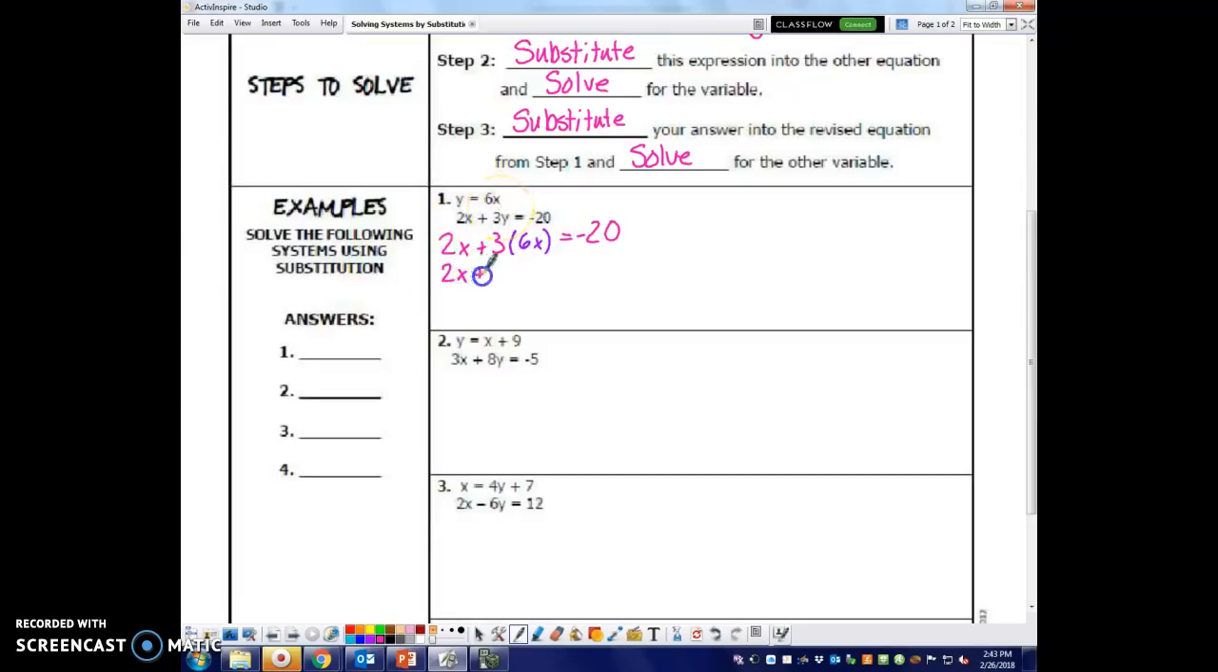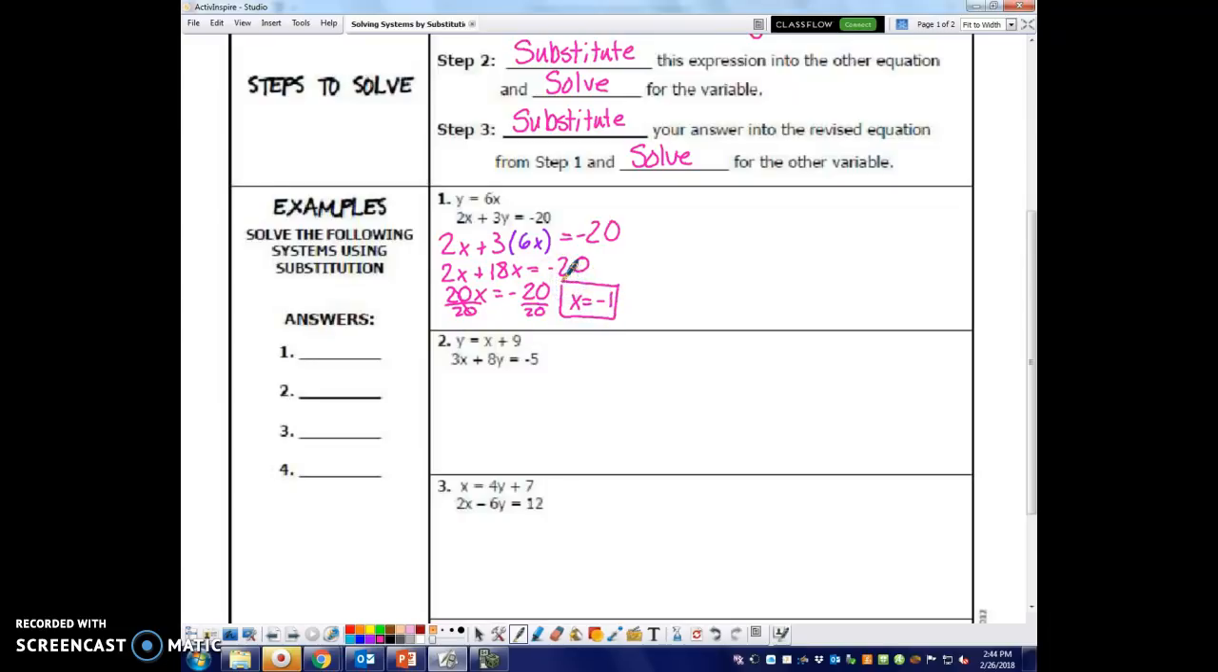So we have 2x plus 3 times 6x is 18x equals negative 20. We combine like terms. 2x plus 18x is 20x equals negative 20. And then divide by 20. So x equals negative 20 divided by 20 is negative 1.